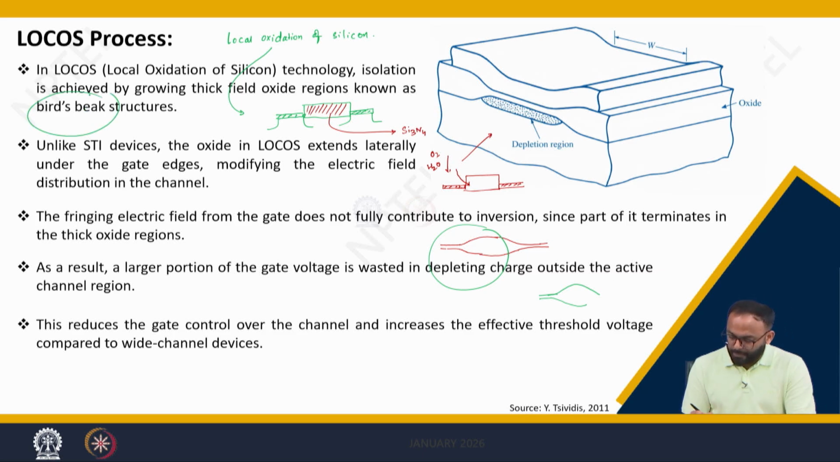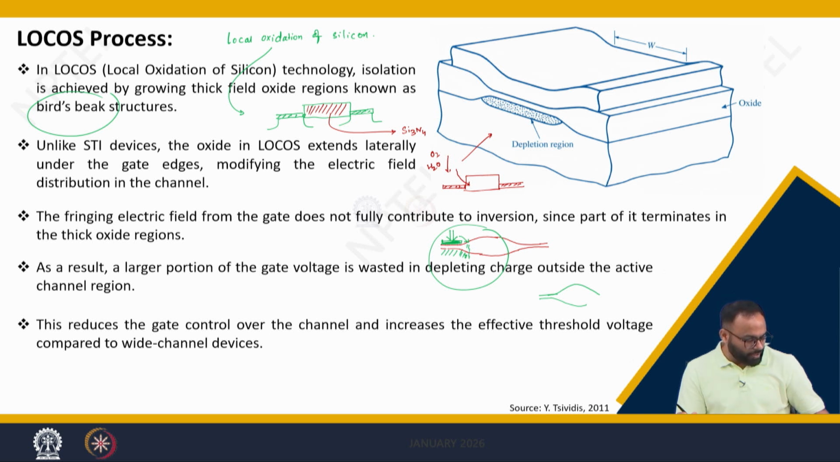In this process, if you see carefully, if you are applying the gate voltage from here, the job of the gate voltage or the field lines coming from the vertical side is not only to deplete the channel beneath the gate oxide, however, it will deplete this side of the channel also. It means now the gate voltage is doing extra effort to deplete this side, correct, and hence the threshold voltage will increase.